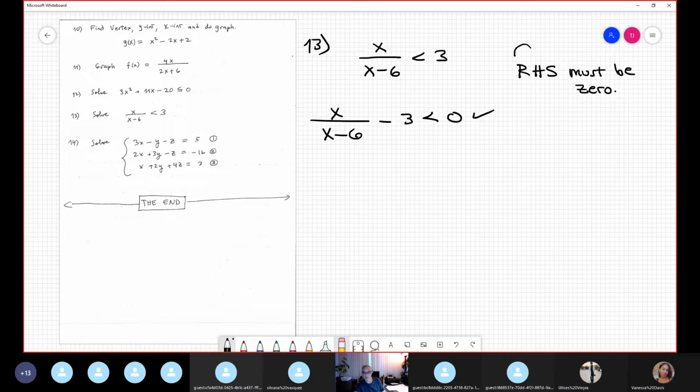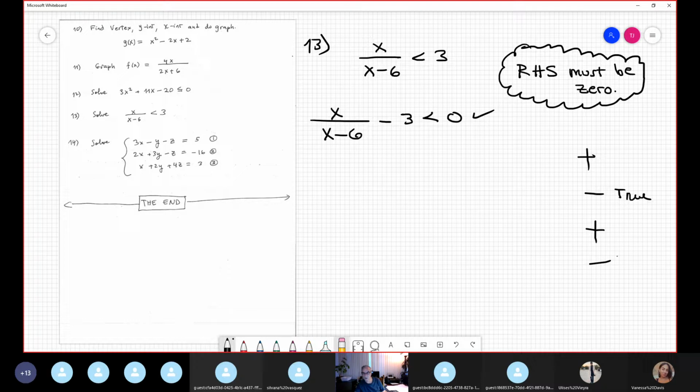Nice. That's exactly what we need. Look. What is important is that in my table I put plus, minus, plus. Then less than 0 means negative. This is the true one, and this is the true one, and the positive no, the positive is false. Okay.